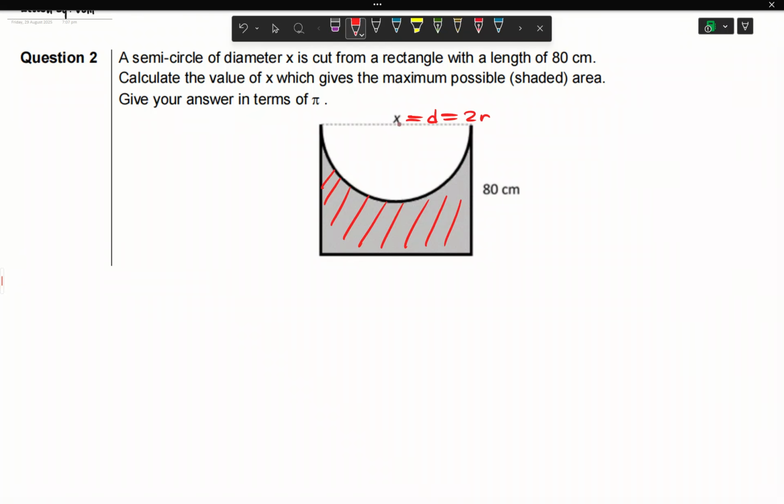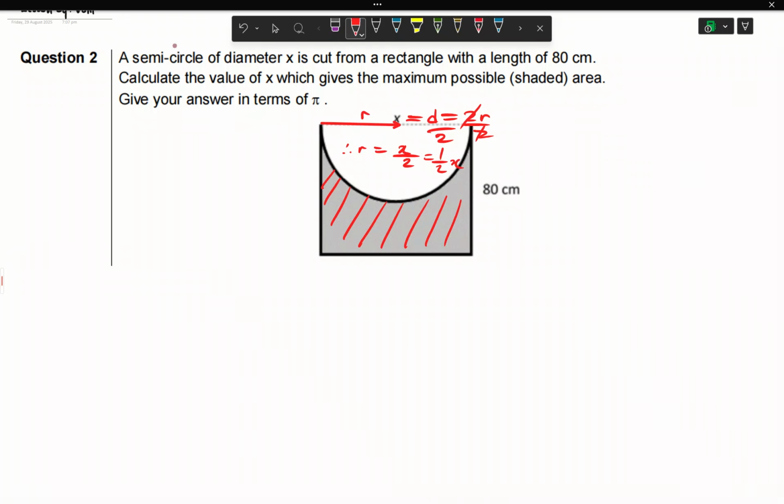In order to find the radius of our semicircle, which is just a line from the center to the circumference of the circle, we simply halve our diameter. So the radius is x all over 2, which is half x.